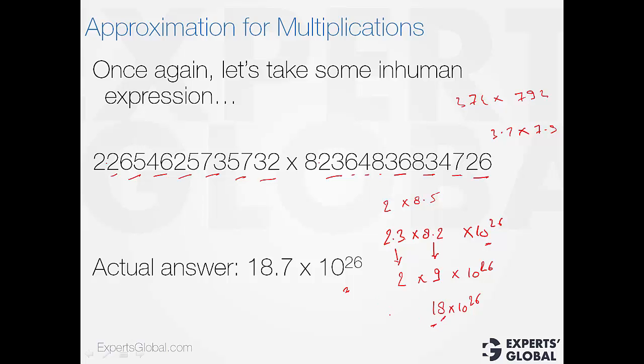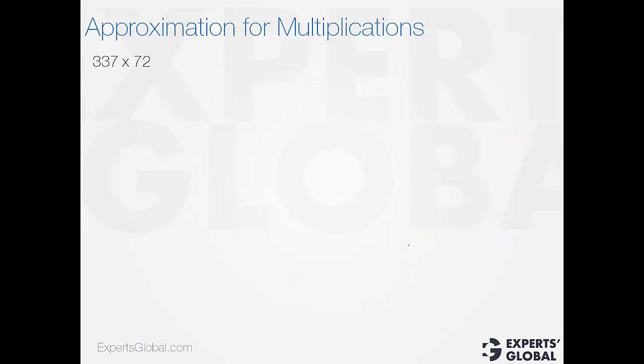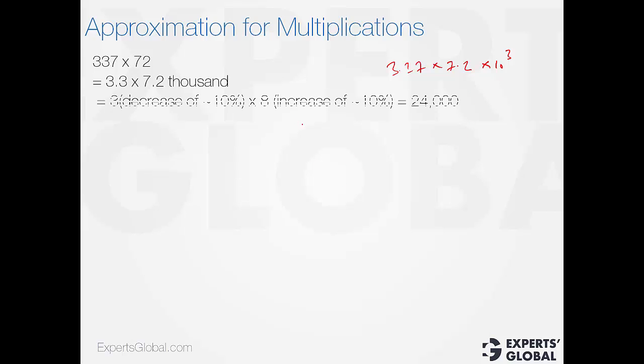So take one more, 337 into 72. I would say make it 3.37 into 7.2 into 10 raised to power 3, and then play around. Okay. So 10 raised to power 3 means 1000, these many thousands. I'm decreasing this by 10%, so I'm increasing this by 10%. 3.3 becomes 3, 7.2 becomes 8, 3 into 8, so that's roughly 24,000. See, otherwise this would have taken me so long, but I know in a matter of few seconds it's 24,000.